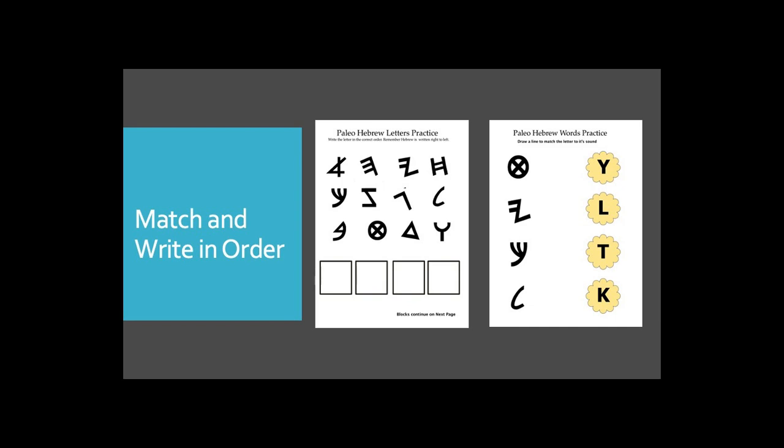Okay. Now we're going to draw a line to match the letter to its sound. This is on page 61 of your workbook. You need to draw a line from tet to the letter in the flower that makes the sound for tet.